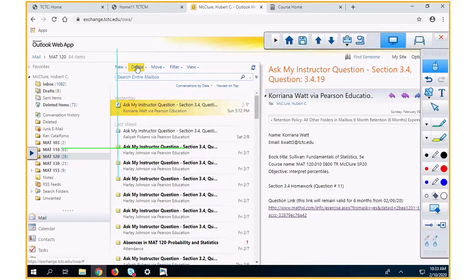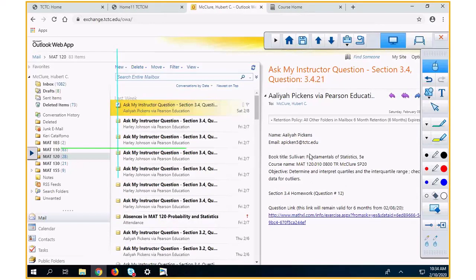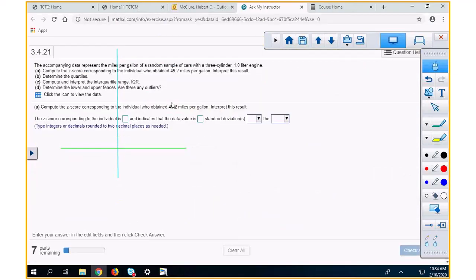So that one's gone. Next one, 3.4, 21/12. I feel like I'm doing your homework for you. All right, what does this one say? This one says the accompanying data represents the miles per gallon of a random sample of cars with 3-cylinder 1.0 liter engines. Compute the z-score. Hold on a minute, let me erase all this. Compute the z-score corresponding to the individual who obtained 49.2 miles per gallon. Interpret the result. Determine the quartiles, blah, blah, blah.